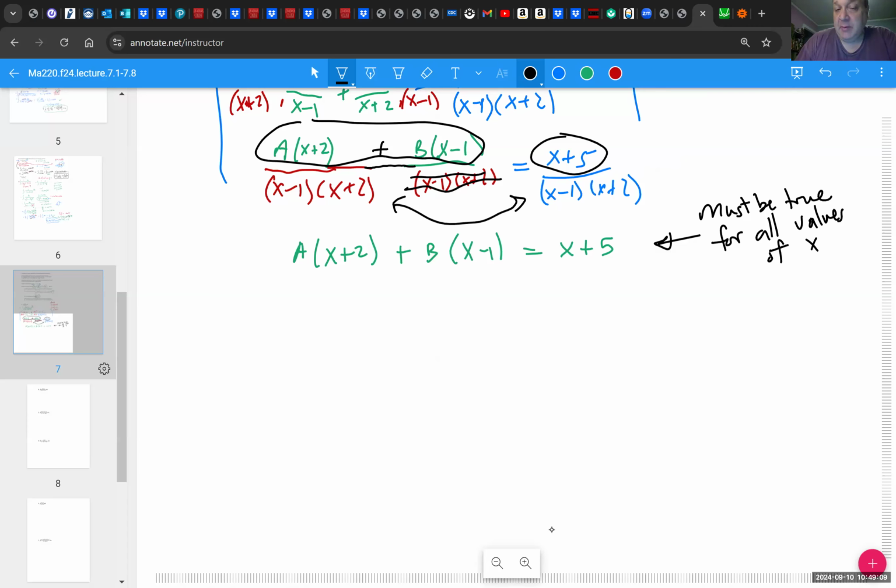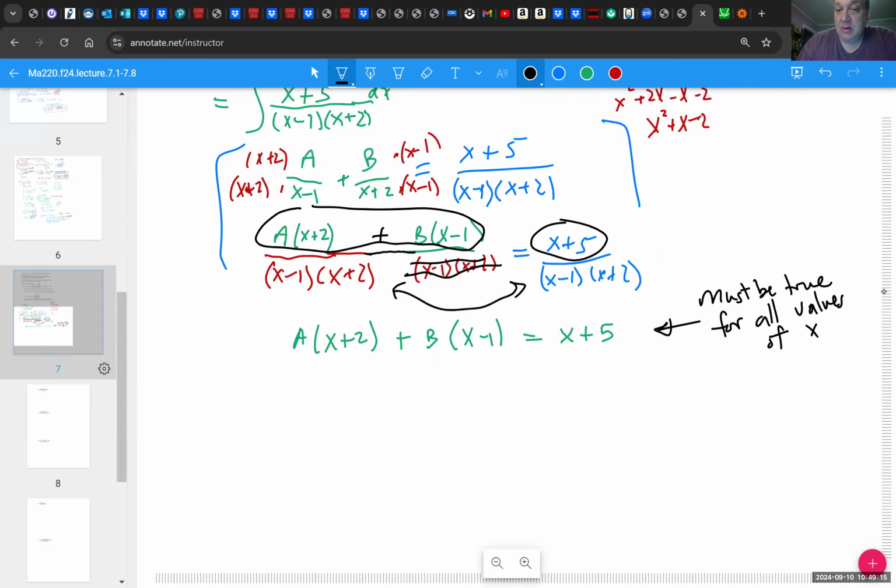Because X is a variable and we need this equation to always be true, whether X is 1 or 2 or 5 or 10, we need this equation to always be true. Well, we're going to take advantage of that by making a table. I'm going to put in some X values and figure out what equation I get. But I'm going to be a little bit smart about using X values.